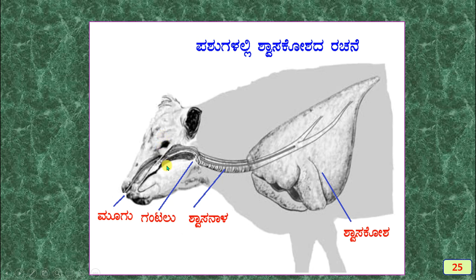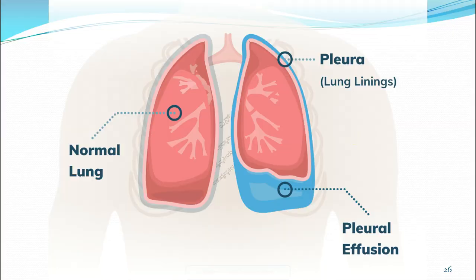And usually in the case of cattle, the respiratory tract starts with the nose, then the epiglottis, then the trachea, and both types of multilobular lungs are present. So the normal lungs look like this, a pinkish organ, whereas the pleura is the outermost coat, and pleural effusions are present in the abnormal animal.